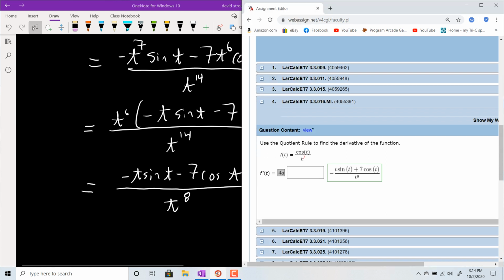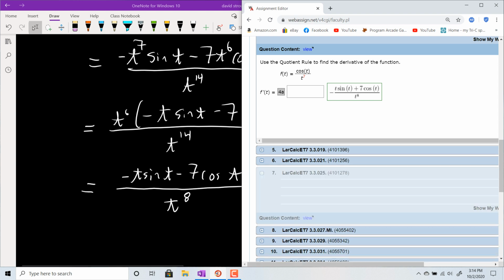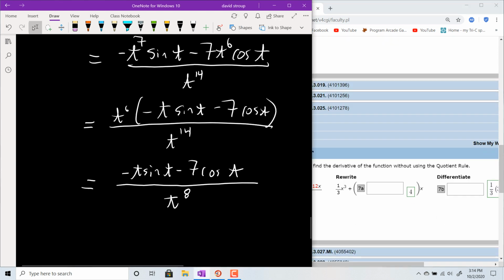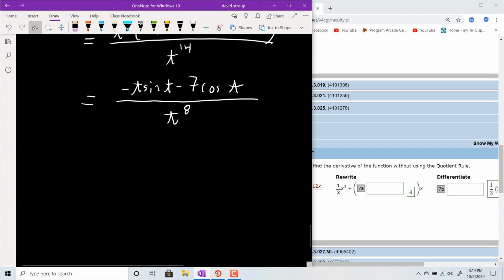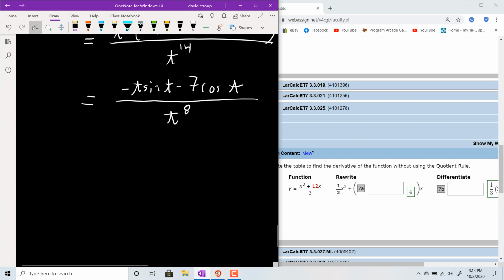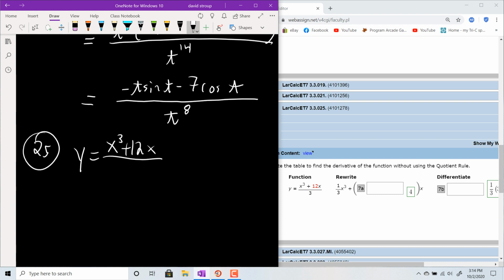Okay. Let's look at another one. Hopefully a product rule somewhere. Okay. This guy looks like a quotient rule, but it's not. Right. It's kind of a trick question. So they're hoping, well, I know they're not hoping, but they're afraid you're going to do the quotient rule on this thing. So we have x cubed plus 12x all over 3.